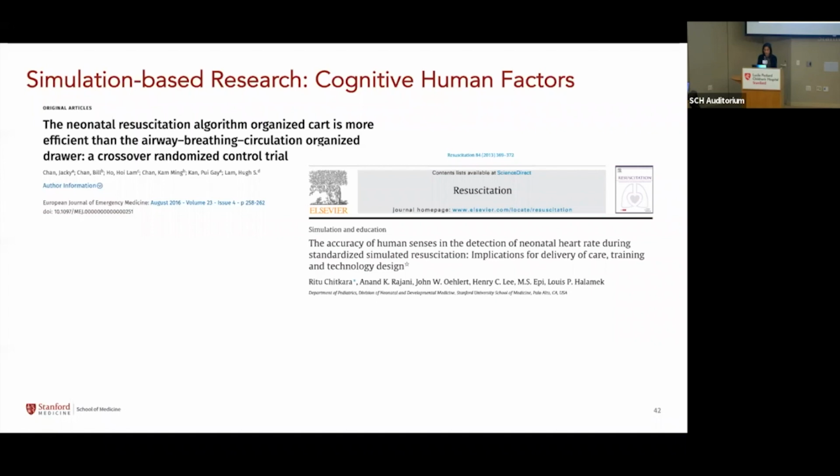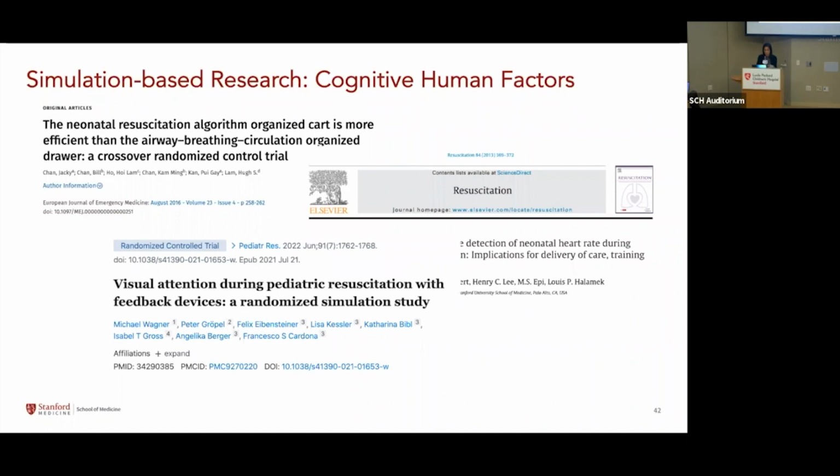A study out of CAPE a number of years ago looked at how effective people are at auscultating or palpating the heart rate of a neonate during resuscitation. This study ultimately influenced the NRP algorithm in terms of the recommendation to place EKG leads sooner in a resuscitation, because this study showed that people were actually really terrible at accurately assessing, either by auscultation or palpation, what the neonate's heart rate is.